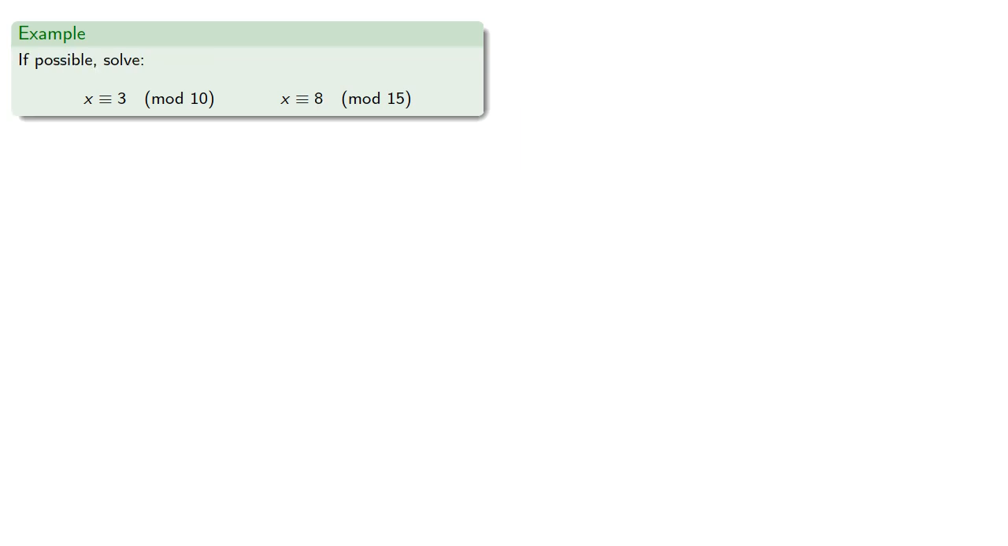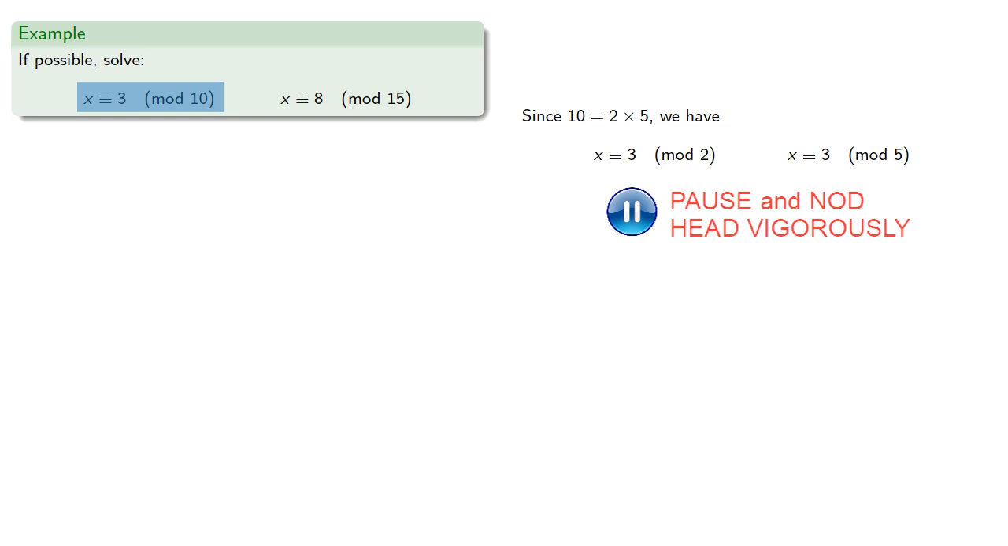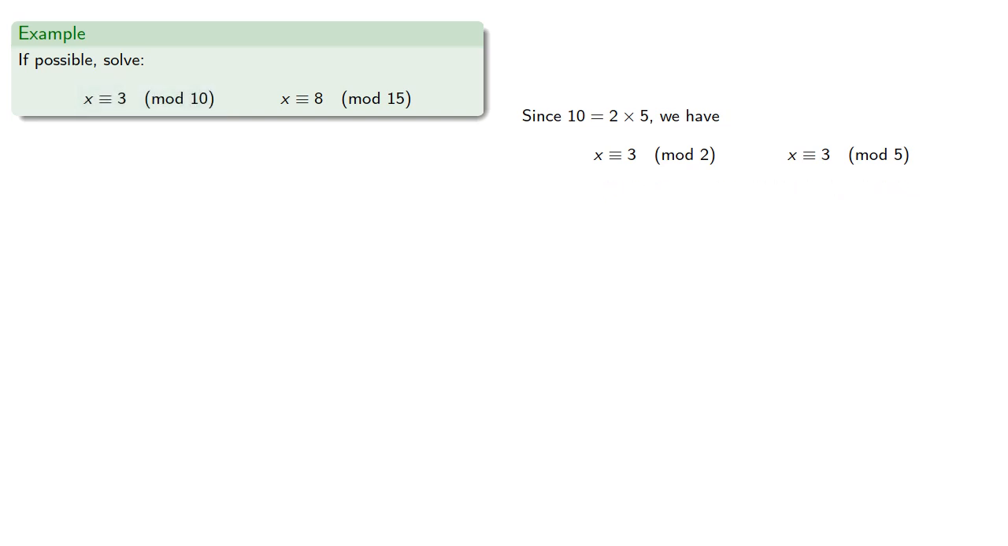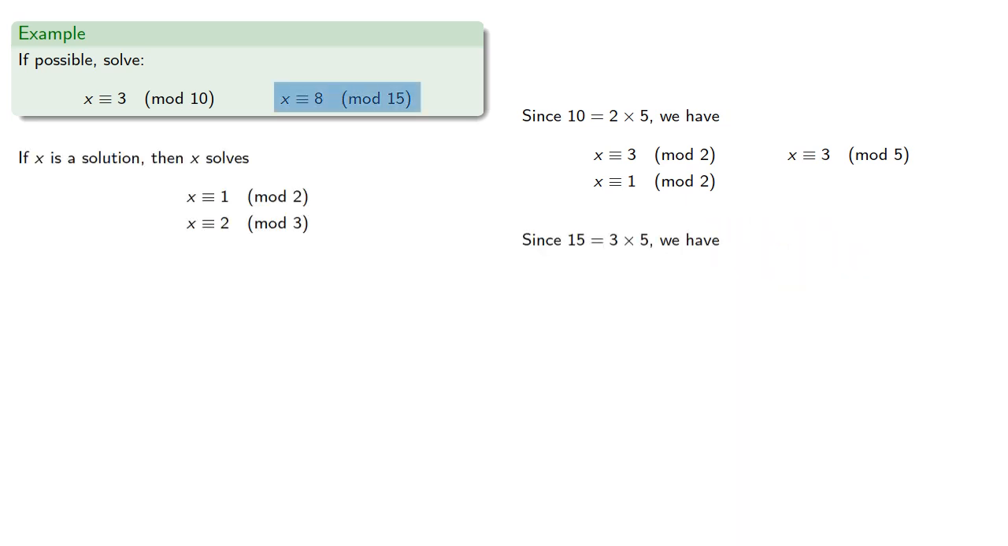Now, let's see what happens in our other case. So again, 10. Since 10 is 2 times 5, we can rewrite this as x congruent to 3 mod 2 and x congruent to 3 mod 5. But since we're working mod 2, we never have to work with numbers larger than 2, so we can actually reduce this first congruence. For the other modulus, 15, well, that's 3 times 5, so we know that x is congruent to 8 mod 3, as well as congruent to 8 mod 5.